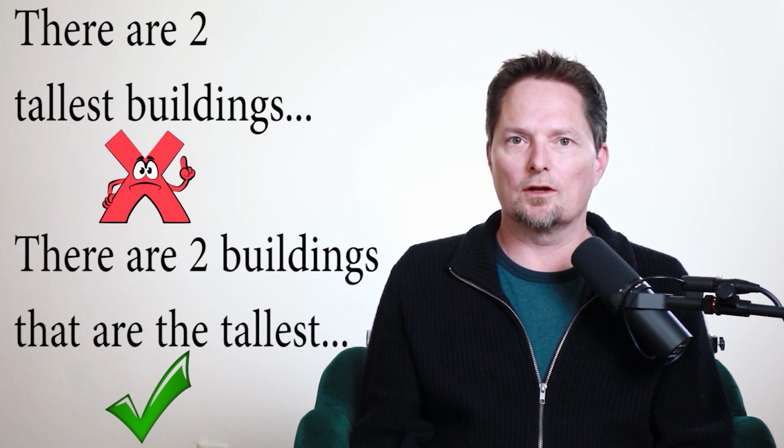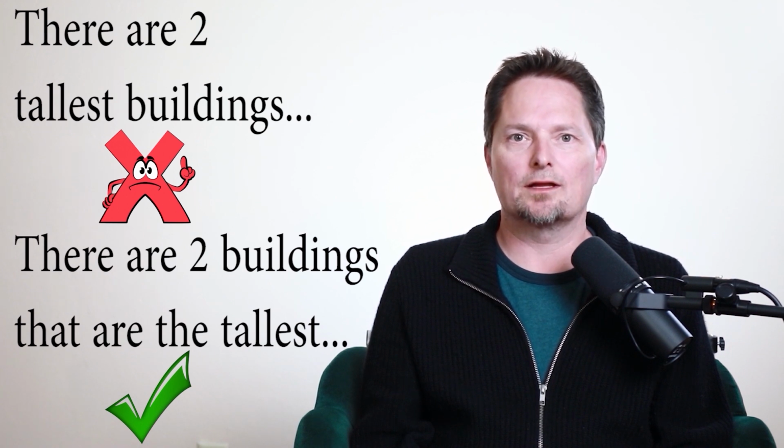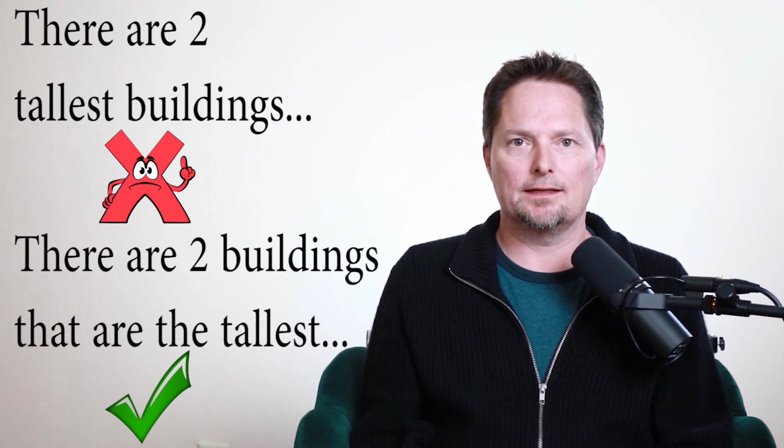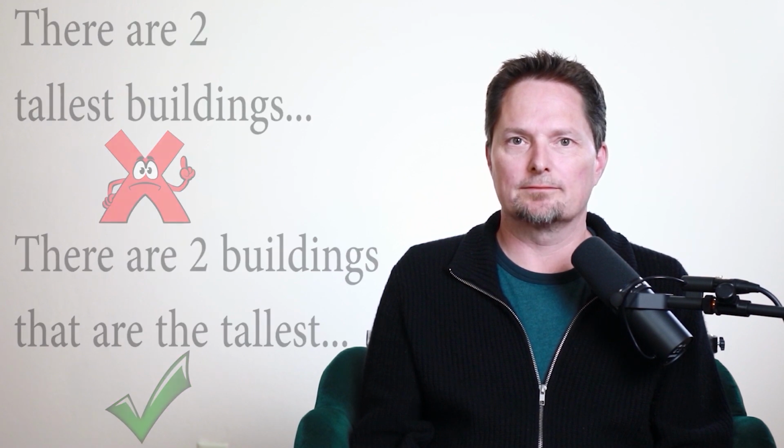Example, I cannot say there are two tallest buildings in the city. I'm using the superlative, so I cannot use there are. I have to change the structure. I cannot say there are two tallest buildings in the city. I have to change it. I have to say it like this. There are two buildings in the city that are the tallest. We have to change the structure here.